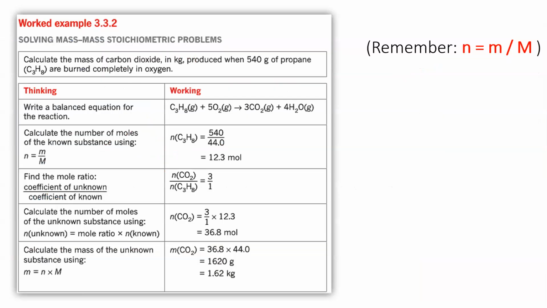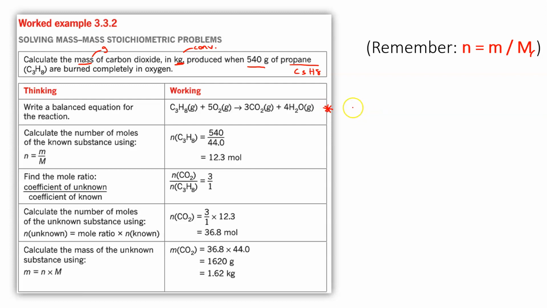So let's have a look at this one. This is a mass-mass stoichiometric problem again. So we're going to be using our n is equal to m on M or Mr, depending on which one you used. This time we've been asked to calculate the mass, so we're going to be aiming for grams of carbon dioxide, and we need to convert through to kilograms in the final question. Okay, so the question's asking us to give it in kilograms. When 540 grams of propane, again C3H8, is burned completely in oxygen. So here's our combustion equation for propane that we saw earlier.